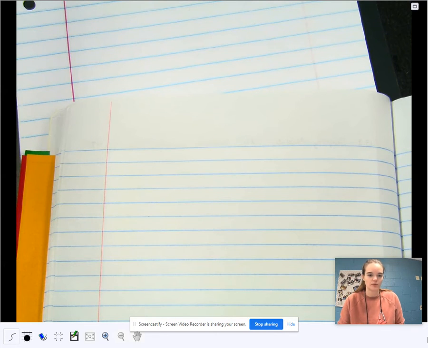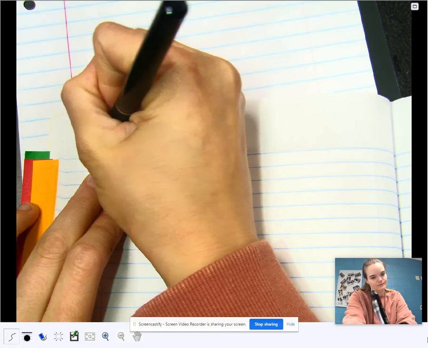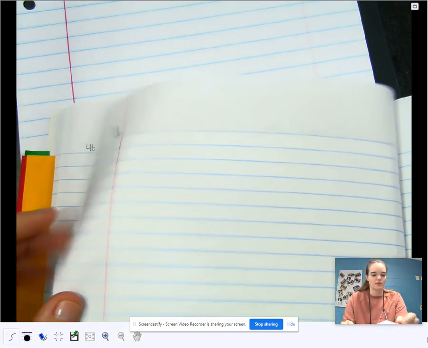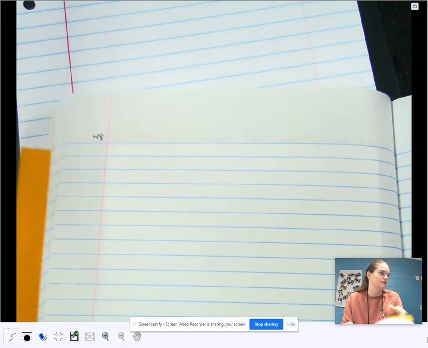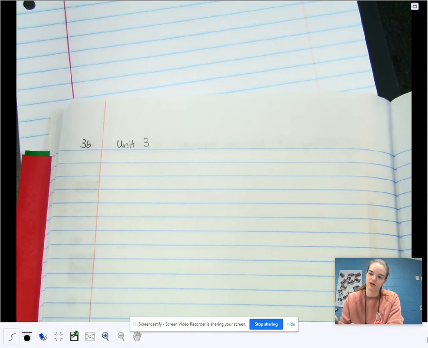Go ahead and open up your notebook to page 48. Today we're going to talk about something called geometric sequences. And I know the numbers currently don't make a lot of sense because we had 13, and we're actually going to skip ahead to 15 now.